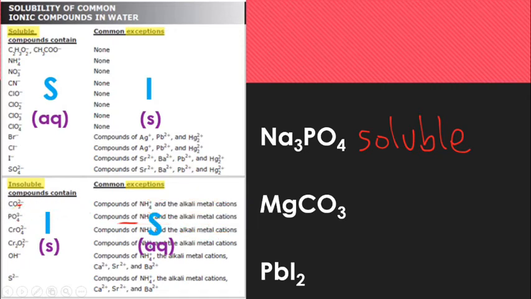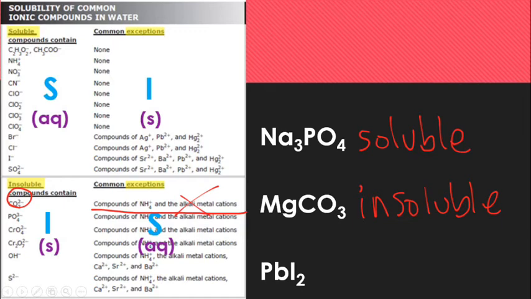Next one, magnesium carbonate. Carbonate is the first thing in that insoluble section, and magnesium is in the second column, not the first, so it does not count. It is not an alkali metal, so it is not an exception, which means this is insoluble, follows the rule. PbI2. I is here, it's soluble, but if I follow that over and look, Pb is an exception, which means that it is insoluble.